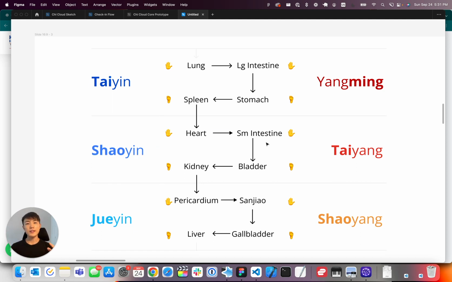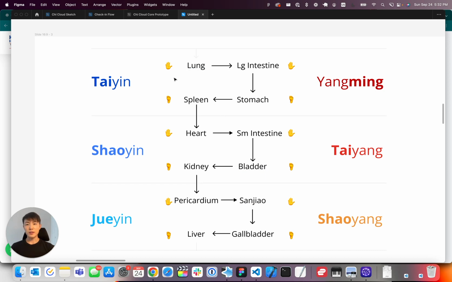And so the way to remember this order, though, is that it's in rows of interior-exterior pairs. And so on the left side is the yin organs. So those are the interior part of the pair. On the right side, we have the yang organs. So those are the exterior part of the interior-exterior pair.